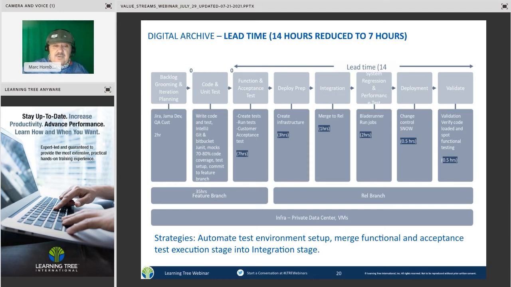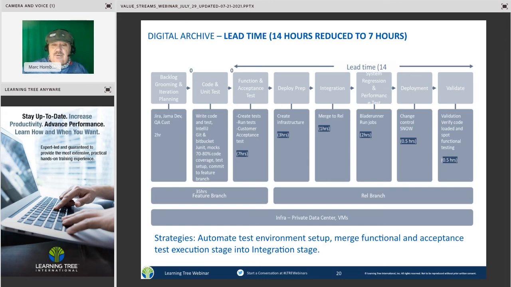After the workshop, this was the current state value stream map for that organization, and you can see it was not exactly your traditional pipeline. They were doing coding, unit tests, functional testing after that, and then preparing deployment, integrating, and then system testing and deployment and validation. The 14 hours. You can see where the major time was being spent. It was in creating tasks and then preparing the test environment. That was 7 hours and 3 hours. So that was 10 hours out of the 14 already. And then the next biggest was, I guess, running some tests.